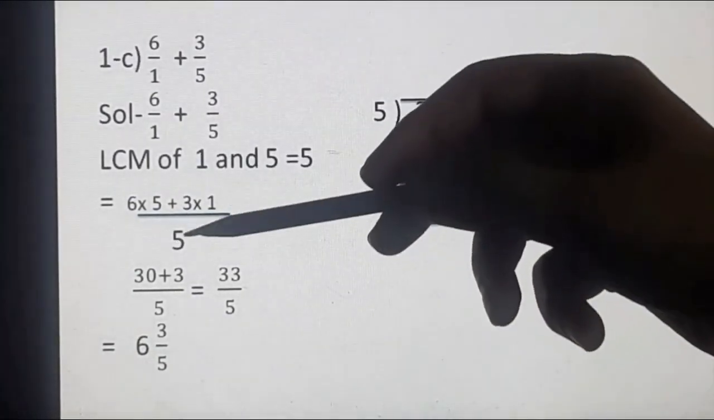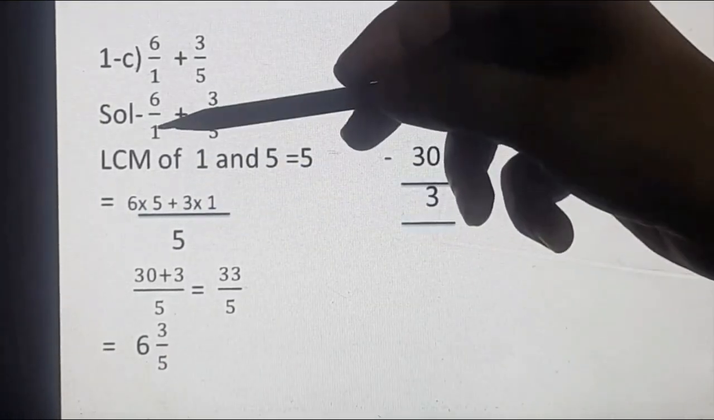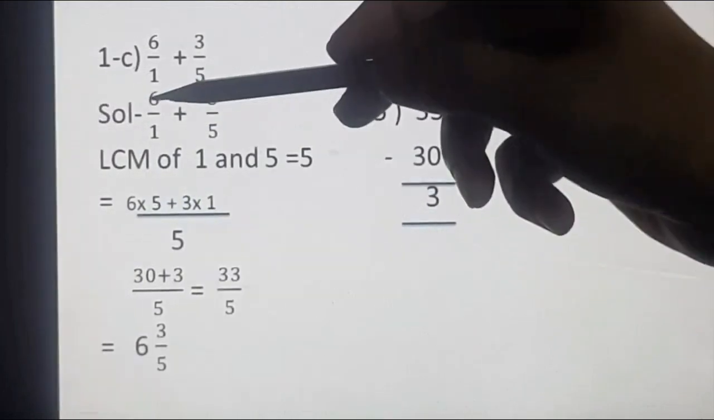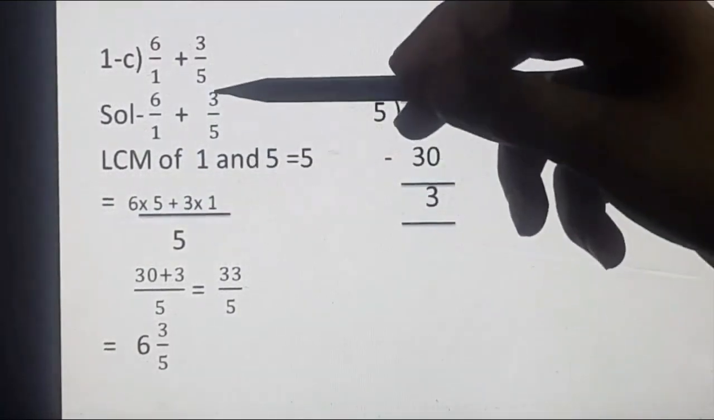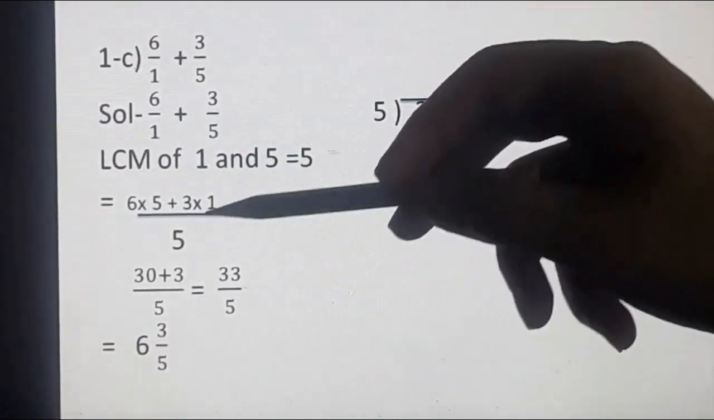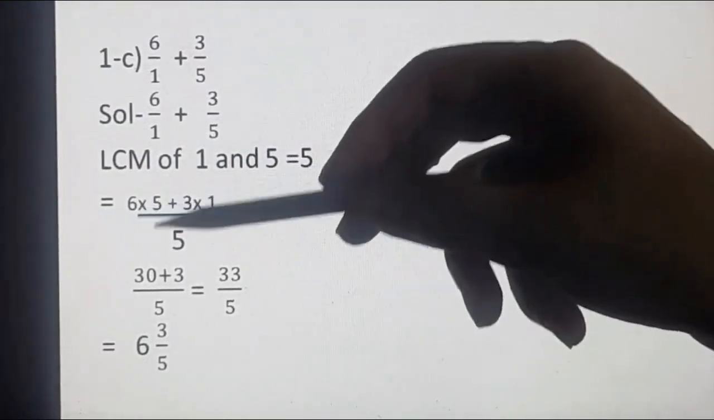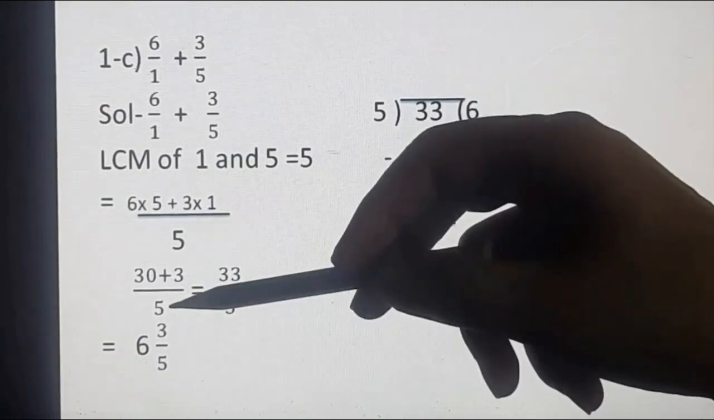Now denominator will become 5. 5 divided by 1, quotient is 5. So this quotient will be multiplied with the numerator, 6 into 5. Now 5 divided by 5, 1. 1 will be multiplied with the numerator. 6 5s are 30. 3 1s are 3 upon 5.